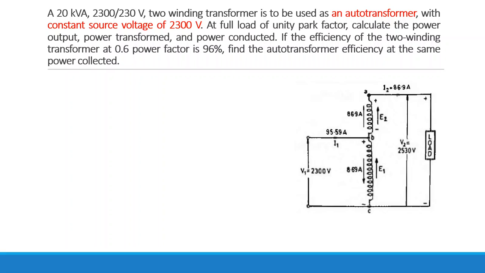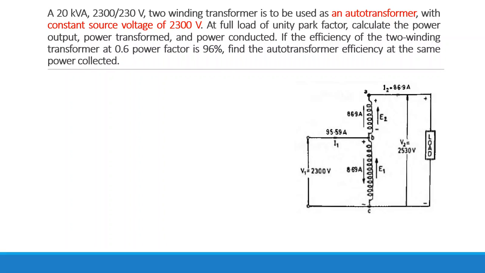So for determining the output, what is needed? The voltage and the current is needed. So what will be the voltage? The output kVA you are interested in, the output power you have to determine. So output voltage and output current. Whatever voltage will appear across this load and the current which will be flowing through it, that will give you the output kVA.